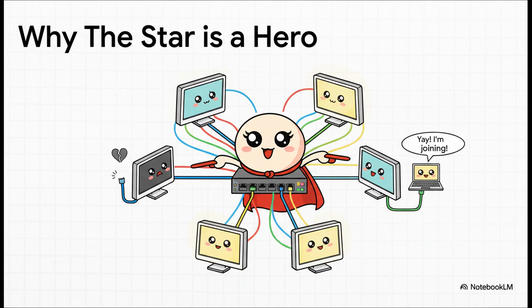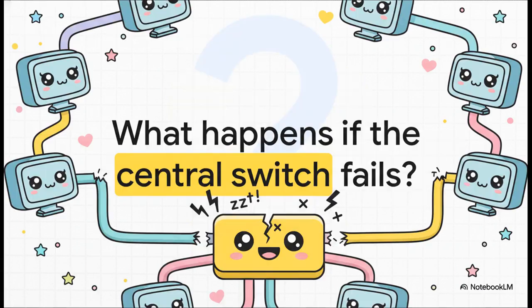Okay, this is a game changer. This is awesome. But even heroes have an Achilles heel. Since every single device is connected to that one central switch, what do you think happens if that switch decides to, well, permanently take a coffee break? Yep, the whole network goes down. It's still a single point of failure.